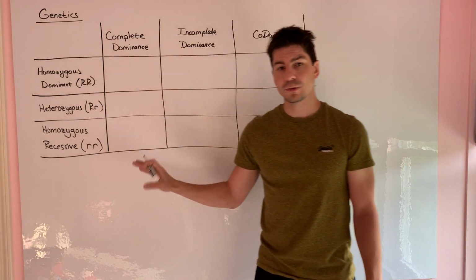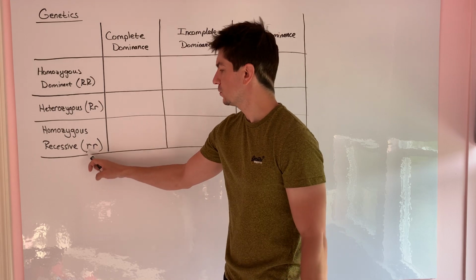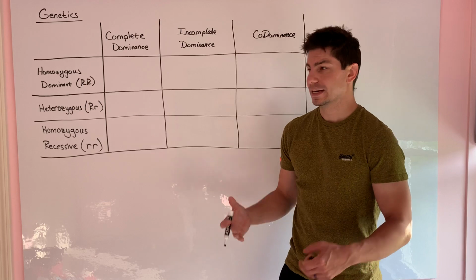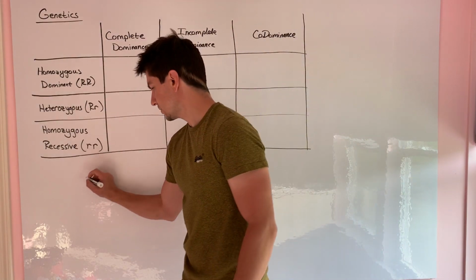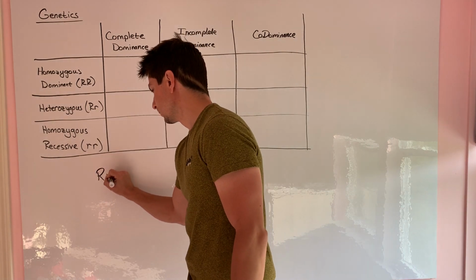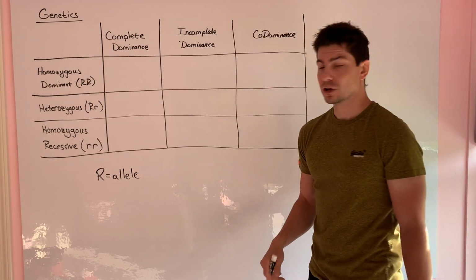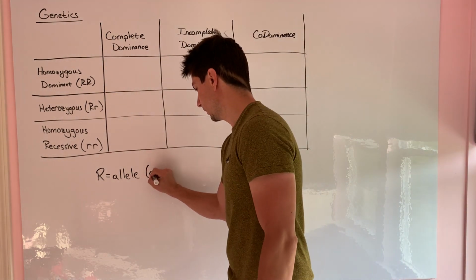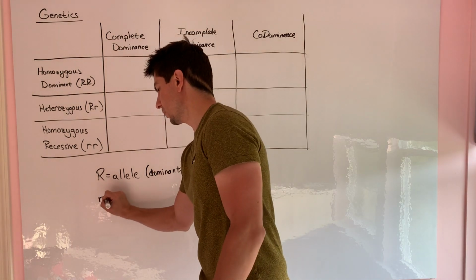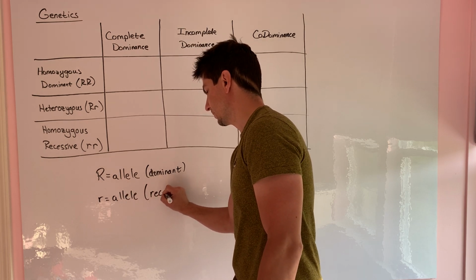For any trait, whether it's your hair color, your eye color, whatever, you are going to have two of each of those possibilities for the trait in you. We call these, I'm using R, you can use any letter, it doesn't matter, an allele. That could be dominant, like the big R here, or if we do the small r, it's also an allele, but that allele is recessive.